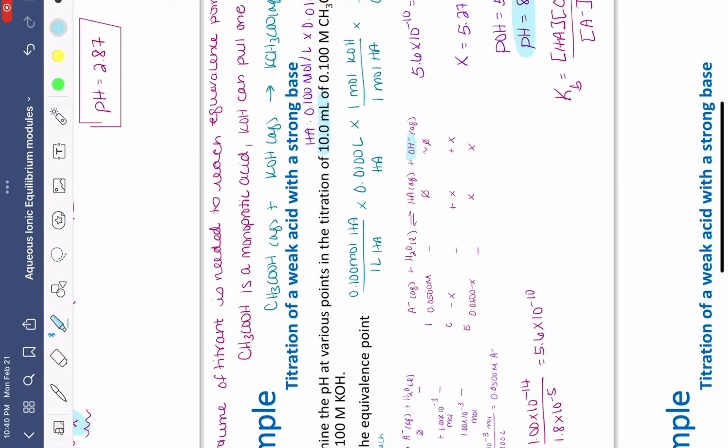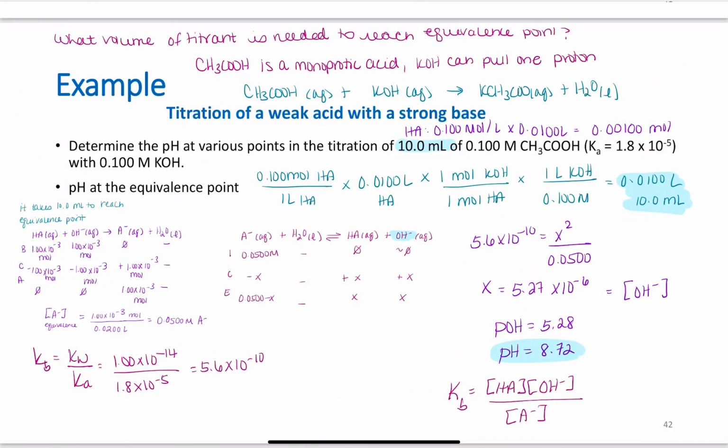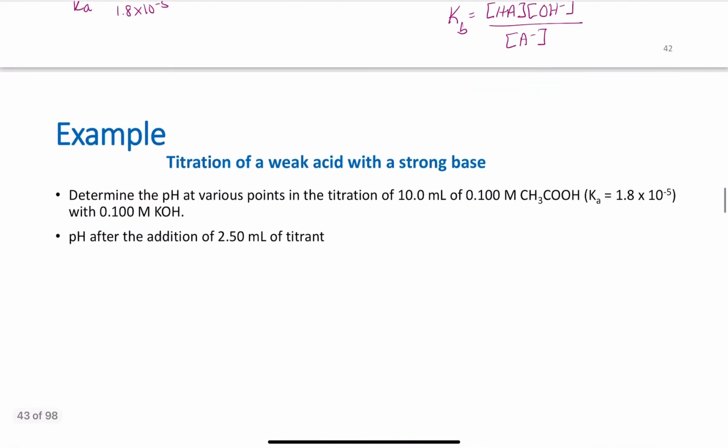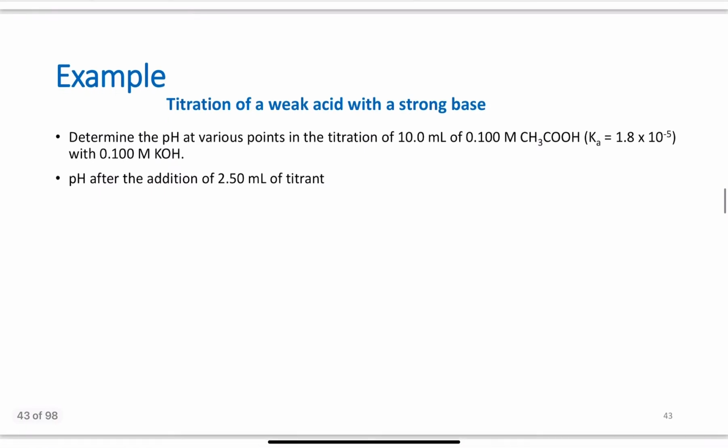So if you titrate a weak acid with a strong base, forgot to lock the screen. If you titrate a weak acid with a strong base, you absolutely expect that final pH to be basic. At the equivalence point, I mean. What about after the addition of 2.5 mL of titrant?